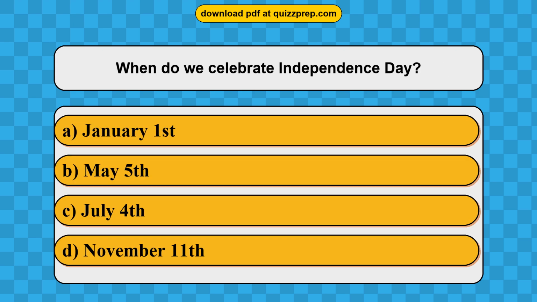Question 15. When do we celebrate Independence Day? Option A. January 1st. Option B. May 5th. Option C. July 4th. Option D. November 11th. The correct answer is option C.